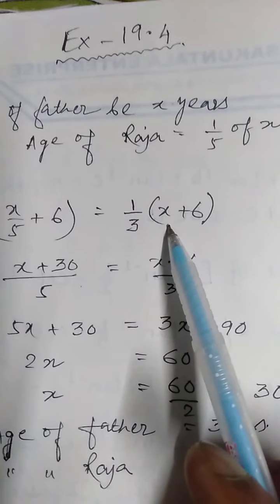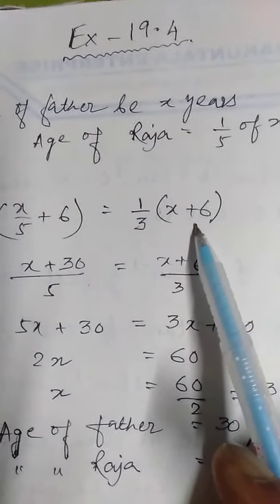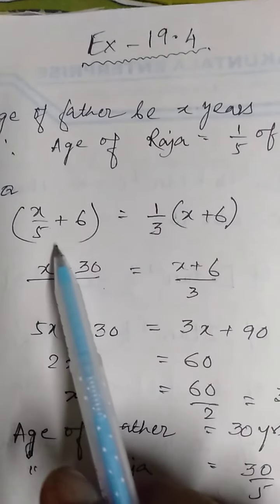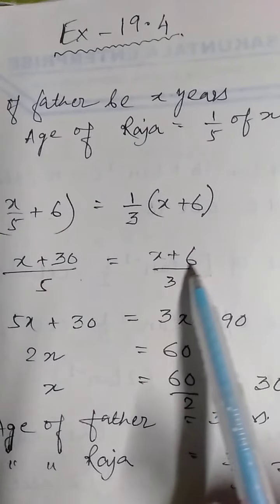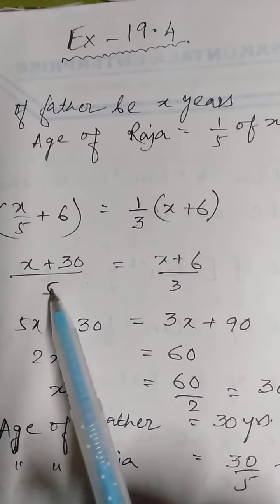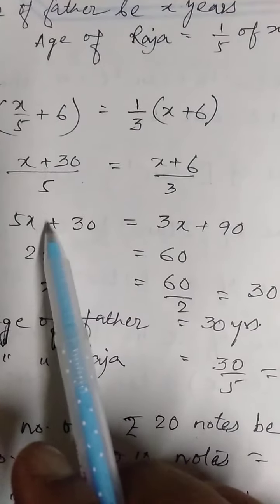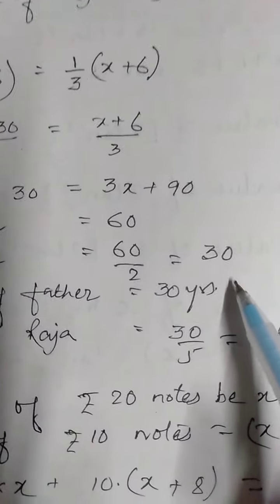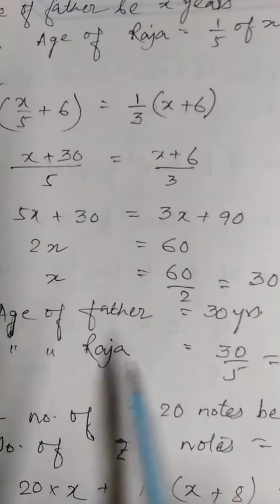According to the question, the age of Raja after 6 years will be 1/3 the age of his father after 6 years. So if you take the LCM, x plus 30 by 5 equals x plus 6 by 3. Now cross multiply: 5 into x plus 6 equals 3 into x plus 30, and solving this you get x equal to 30 years. So age of father is 30 years and age of Raja is 30 by 5, that is 6 years.